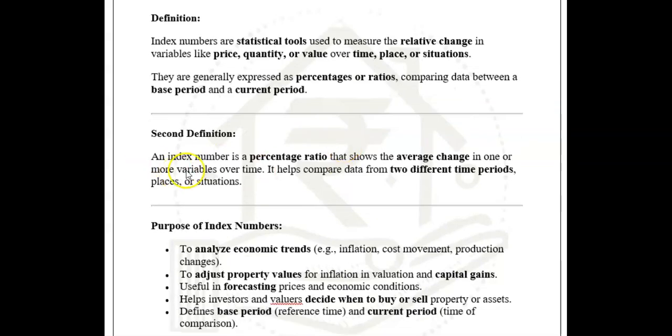We can also say an index number is a percentage ratio that shows the average change in one or more variables over time. It helps compare data from two different periods, places, or situations. Two different periods or situations: one must be the base period and the other the current year.